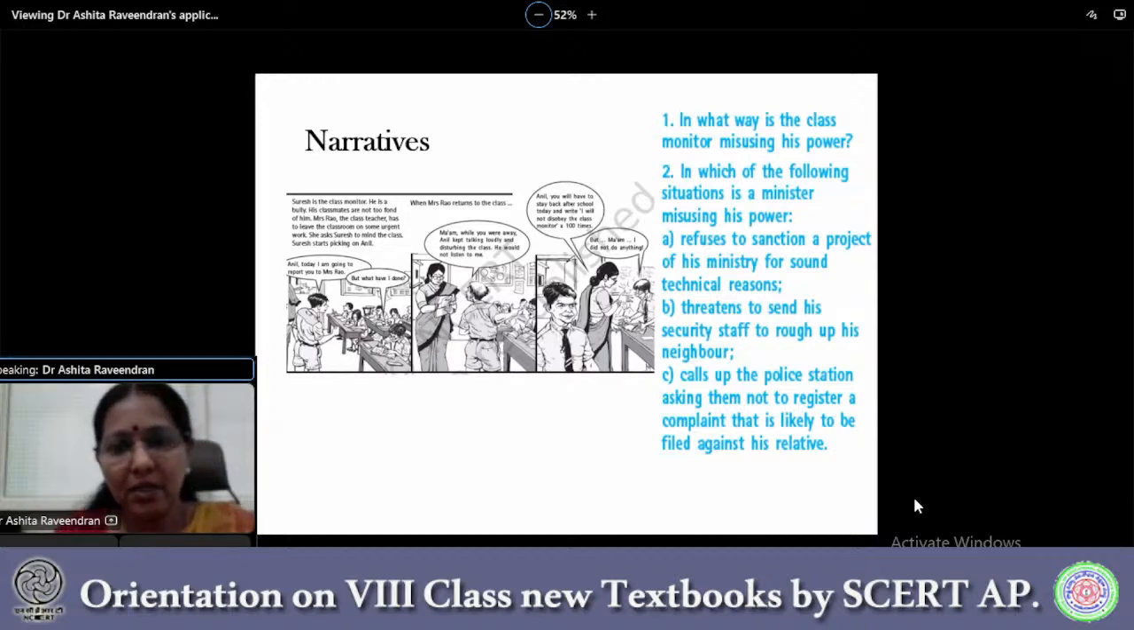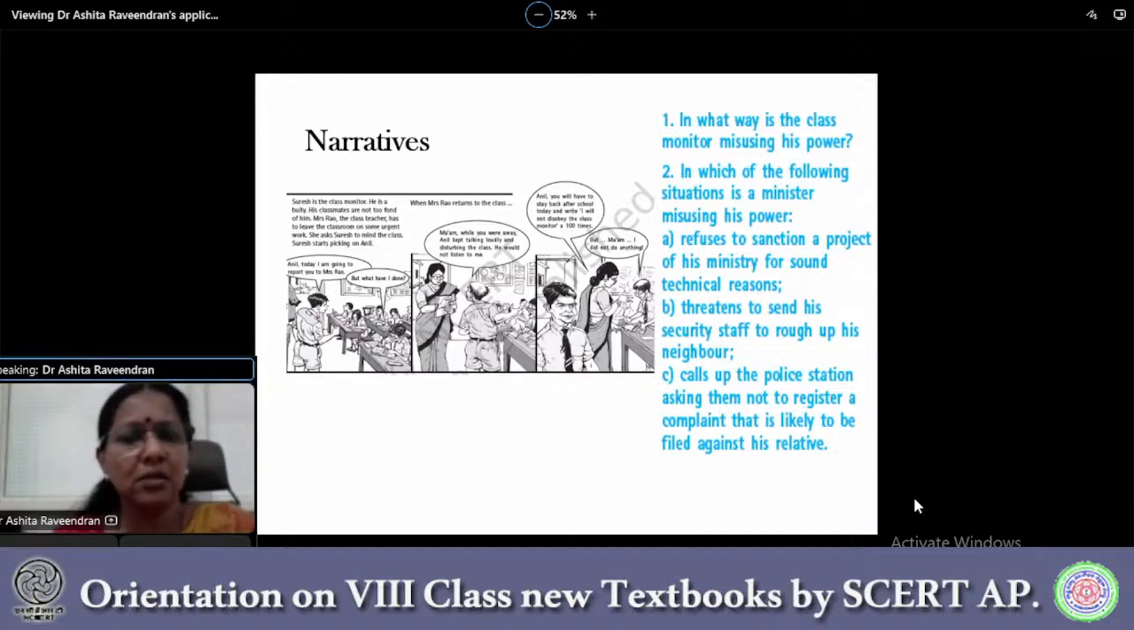So there is a question being given, like: in which of the following situations is the minister misusing his power? Like when the minister is refusing to sanction a project, stating that there are many technical reasons why this is not a viable project, so the minister is refusing.